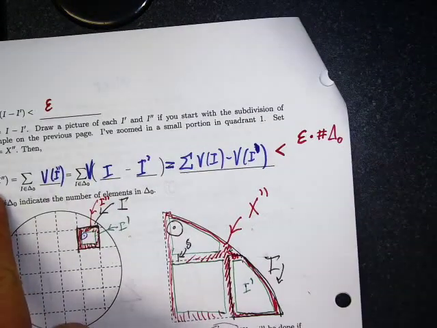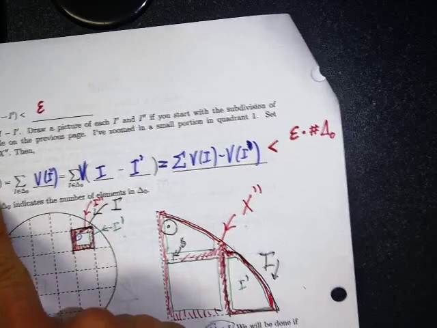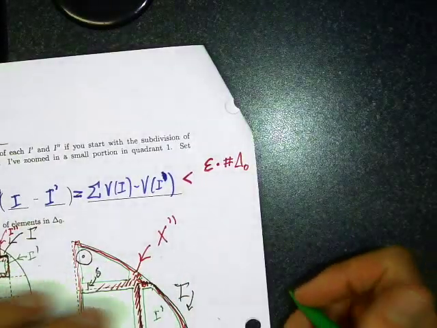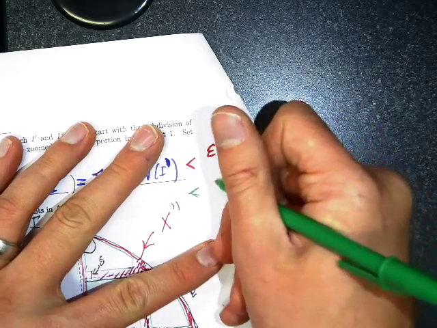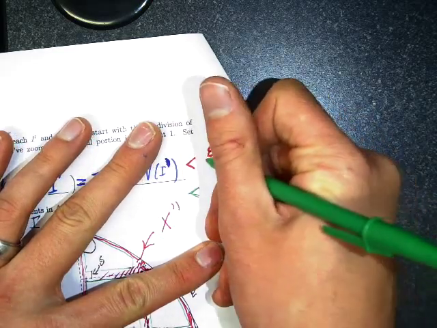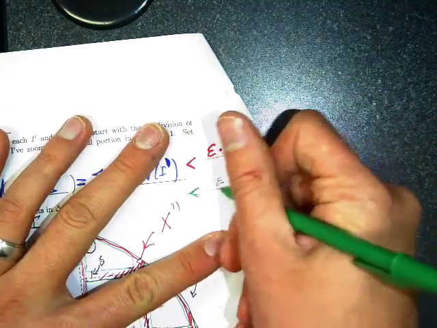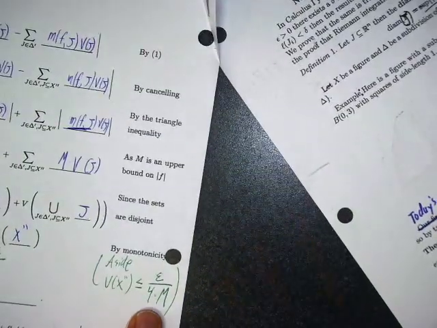So here, the volume of x double prime. Apparently we want that to be less than epsilon, so we can put anything underneath there. Epsilon divided by 4 times capital M.